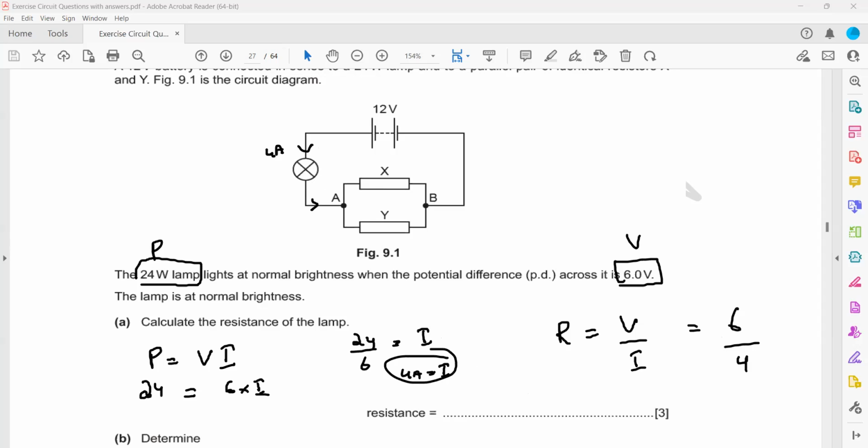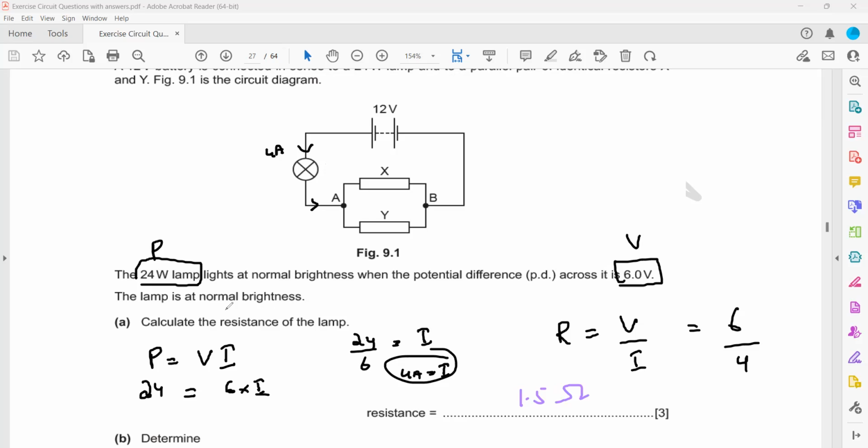To get the resistance, it is voltage divided by current. So voltage is 6 and the current is 4. So 6 divided by 4. That's 1.5 ohm. So this will have 1.5 ohm resistance.